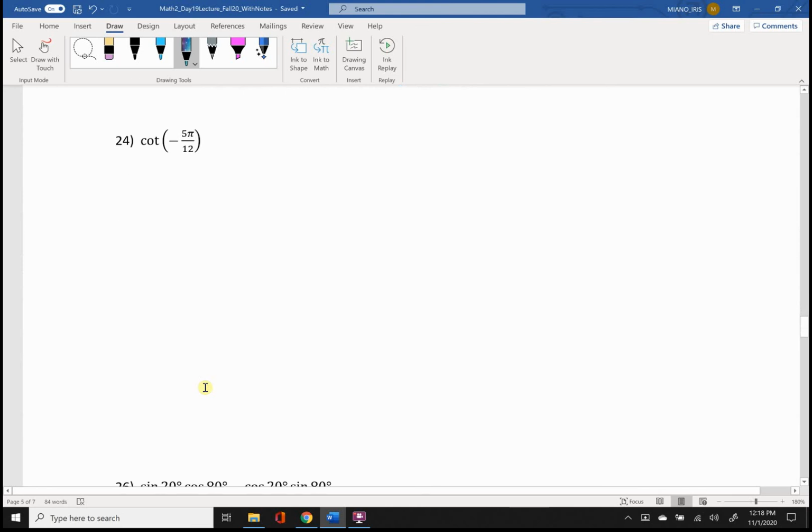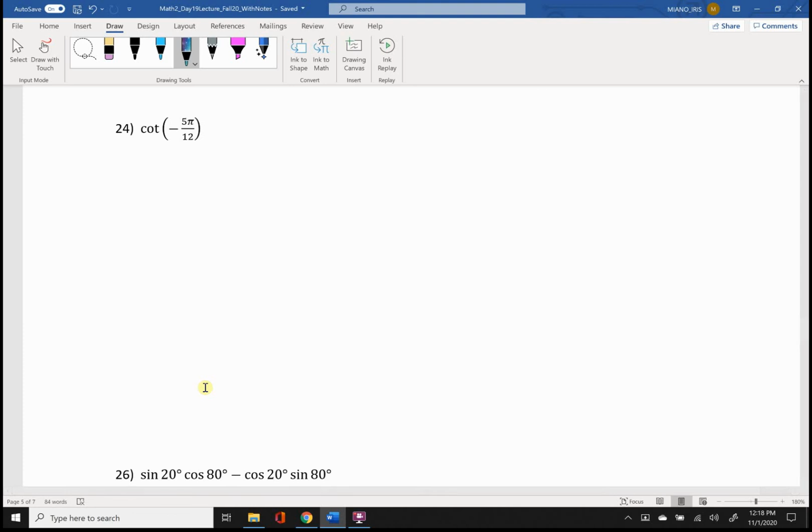All right. The cotangent of negative 5 pi over 12. I don't know that one. What's a good way to come up with 5 pi over 12? Well, before we get too deep into that, let's just rewrite the cotangent in terms of cosines and sines, because I think that'll be a really good first move. Okay, so that will equal the cosine of negative 5 pi over 12 over the sine of negative 5 pi over 12.